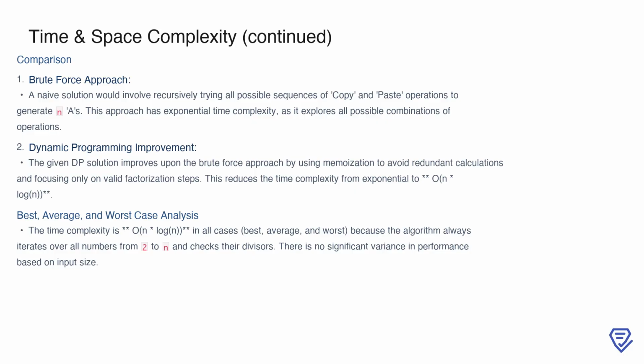Moreover, the time complexity remains consistent across best, average, and worst cases because the algorithm always iterates over all numbers from 2 to n and checks their divisors. This consistency makes the solution both efficient and predictable.